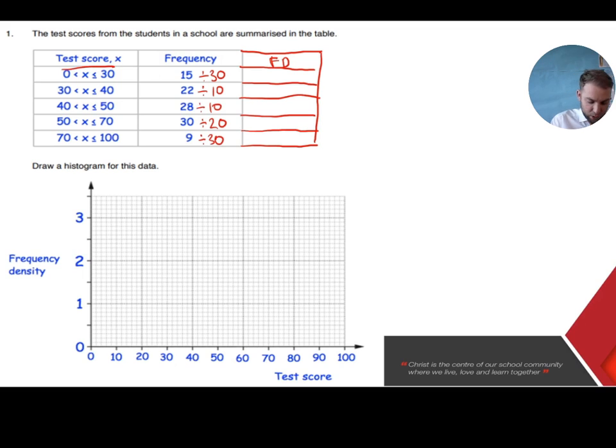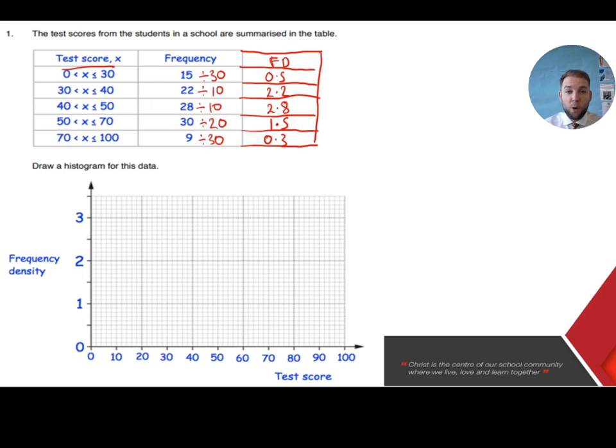Brilliant. So let's work all those out just very quickly. So 15 divided by 30 is equal to 0.5. Make sure you're getting these down on your sheet. 22 divided by 10 is equal to 2.5. 28 divided by 10 is equal to 2.8. 30 divided by 20 is equal to 1.5. And 9 divided by 30 is equal to 0.3.